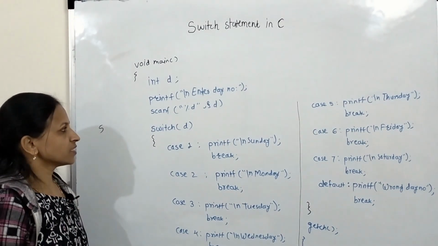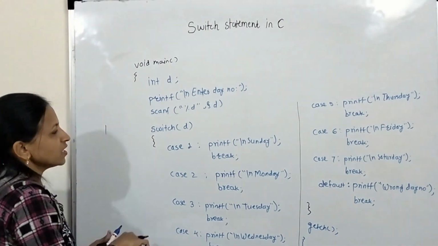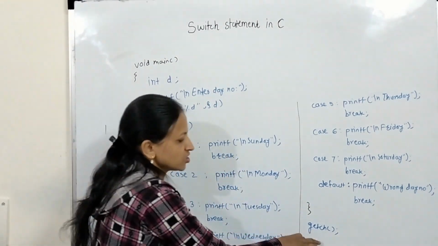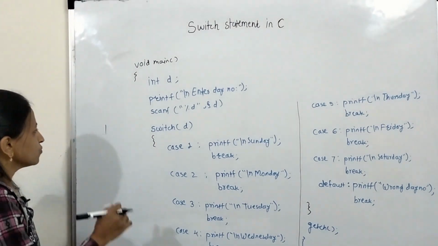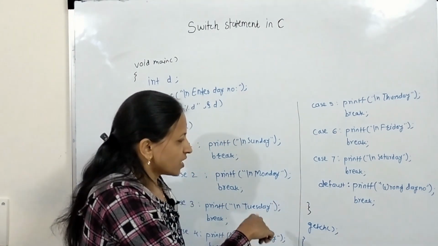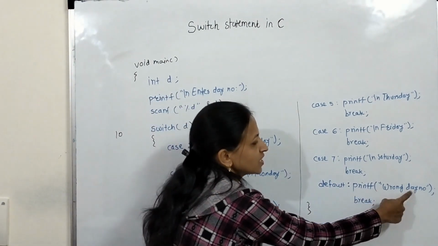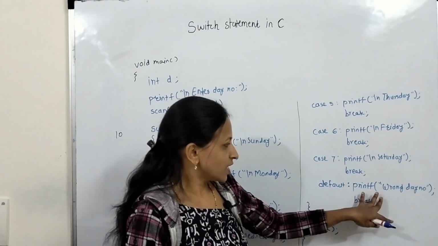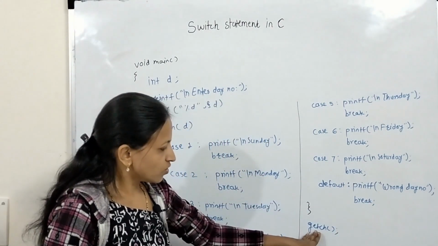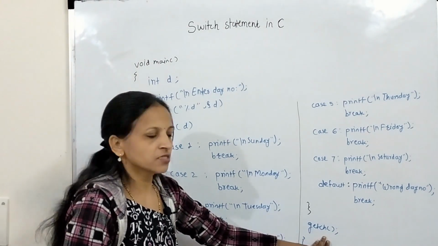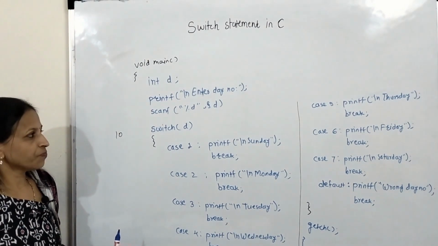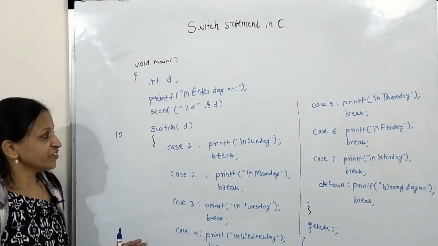And suppose user is entering day number as 1, then initially it is matching. That's why it will display Sunday, and directly control will come out of that switch in this way. Now next one is, suppose user is entering day number as 10, then no case will get matched, and that's why only this default case will get executed. Printf wrong day number will get displayed, and then control will come here at this statement, and the execution will get stopped here. This is the way how we can use switch case.